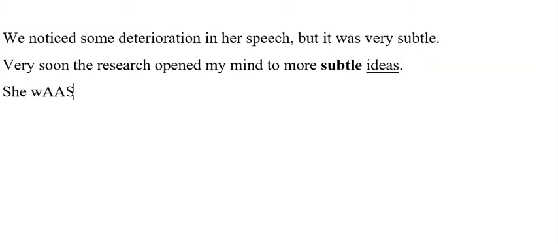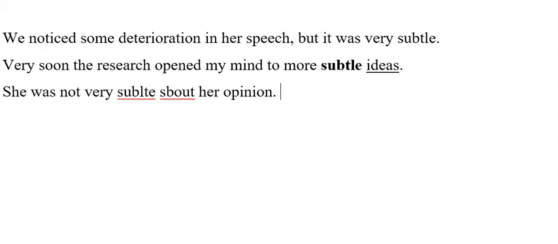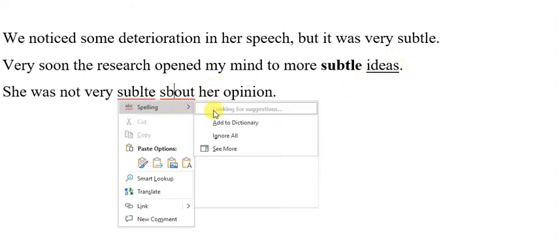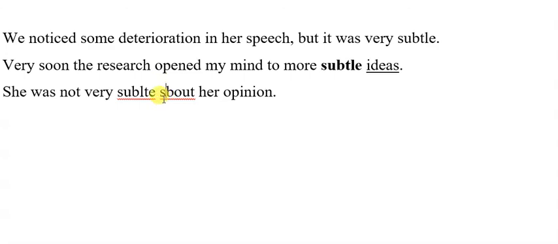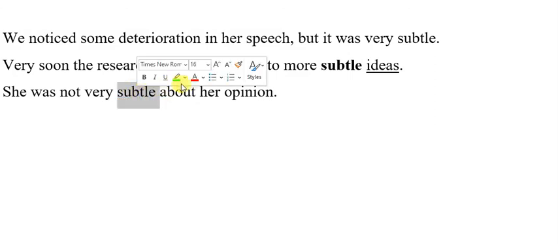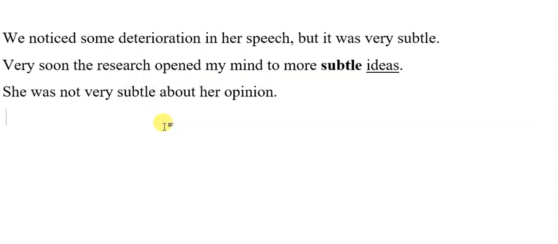She was not very subtle about her opinion. I just made a spelling mistake due to typing. Subtle, very subtle. She was not very subtle, she was very sure, very clear, okay. The opposite of subtle means that she was confused, okay.